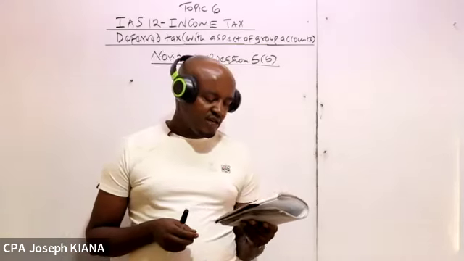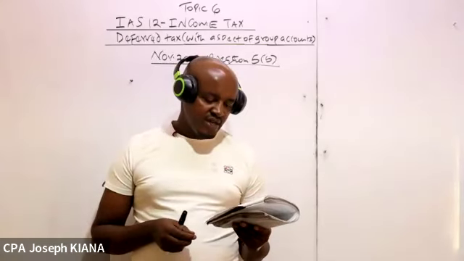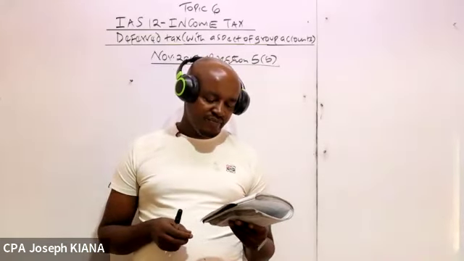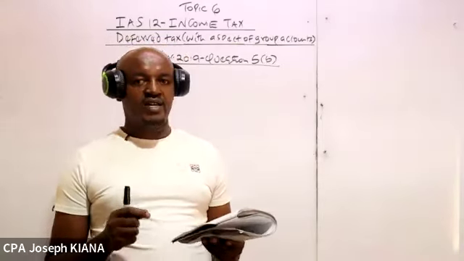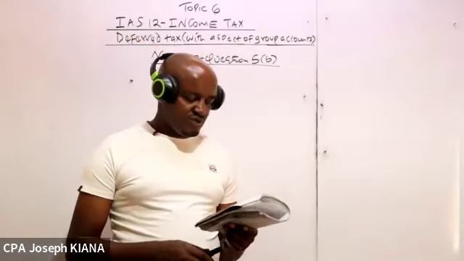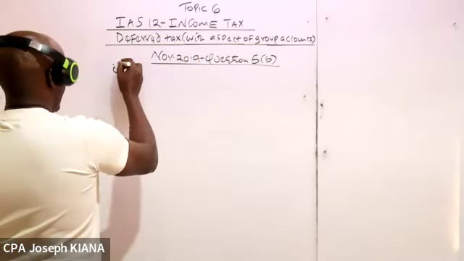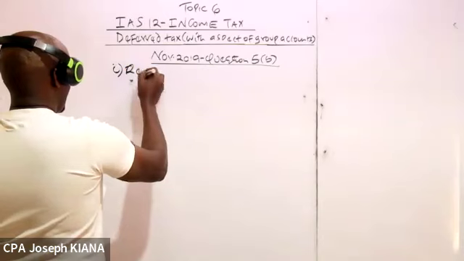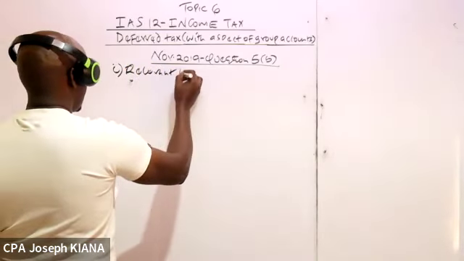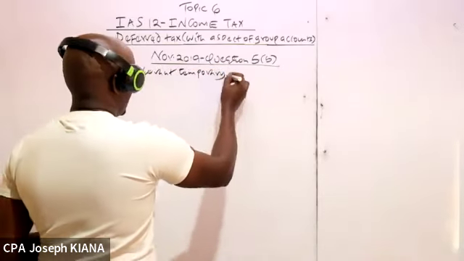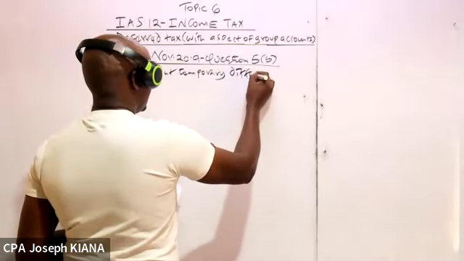Roman 1, compute the relevant temporary differences. And Roman 2, we are required to prepare the journal entries to record the changes in deferred tax liability. So automatically we're going to start with Roman 1 of that particular question, whereby we are required to compute the relevant temporary differences.